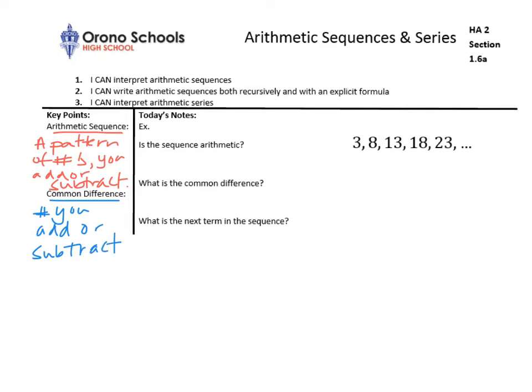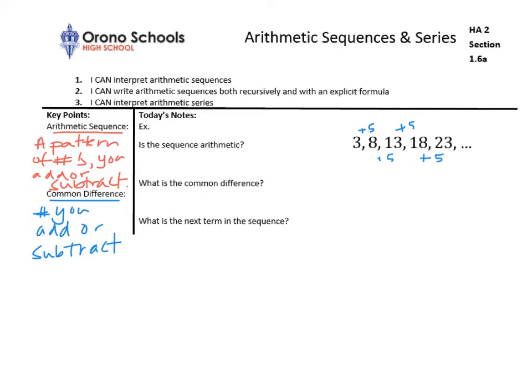So let's take a look at the pattern on the right. Is the sequence arithmetic? Well, let's take a look. From 3 to 8 to 13 to 18 to 23. And then the dots mean that the pattern would continue. Well, from 3 to 8, we add 5. From 8 to 13, we also add 5. From 13 to 18, I think we're recognizing that there is a pattern in this. We're adding 5 each time.